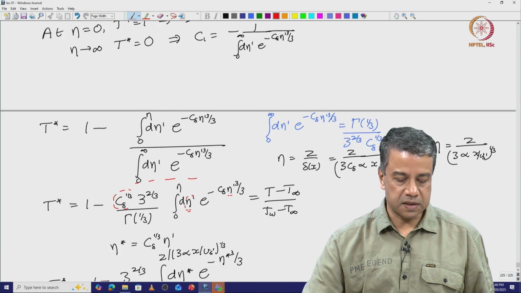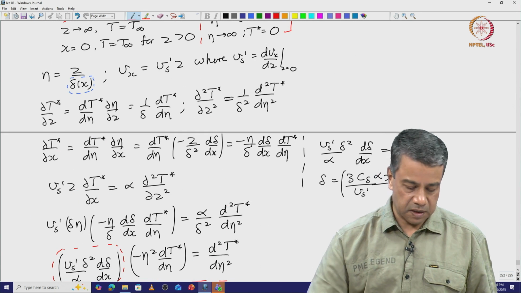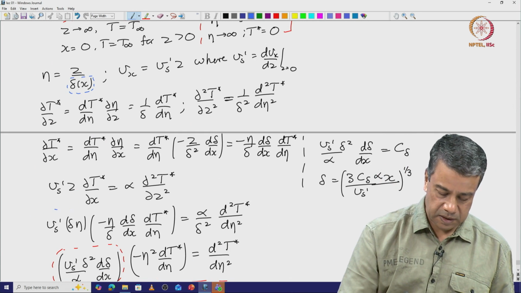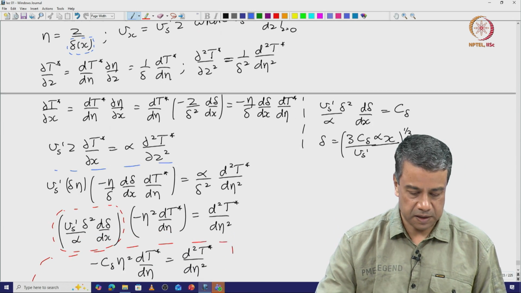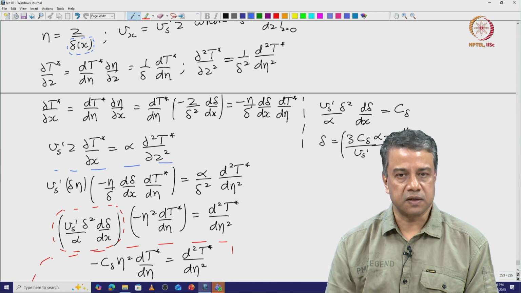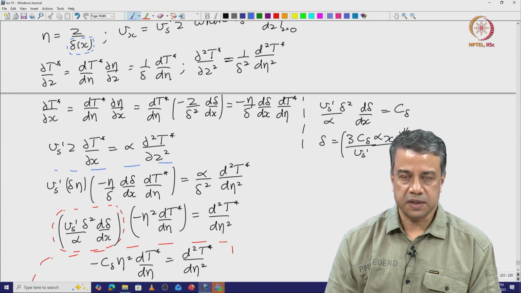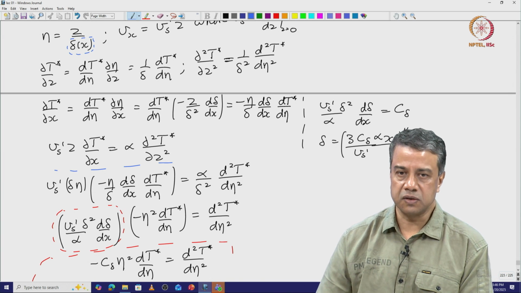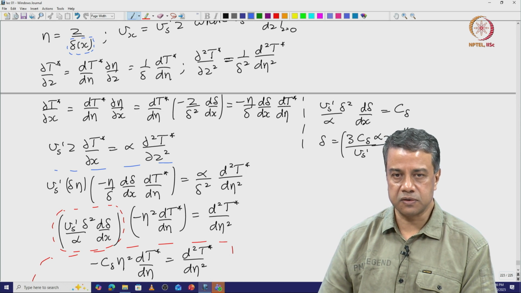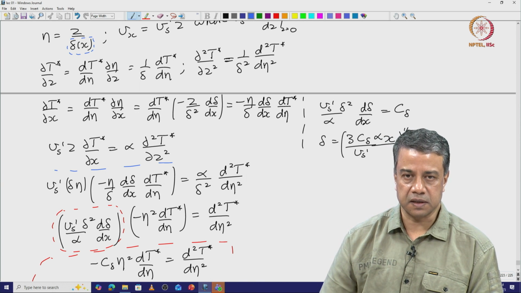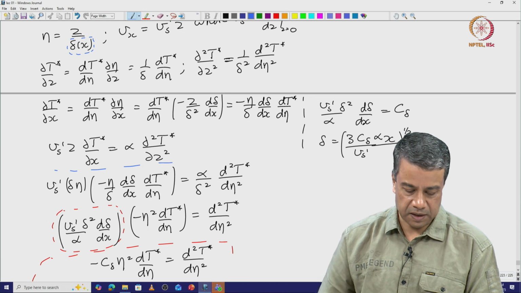Note that C delta is a constant that we had imposed. The original equation did not contain this constant C delta. Since the original equation did not contain C delta, the final solution in terms of the x and z variables should also not contain the constant C delta. The intermediate solution in terms of eta, of course, can contain C delta.